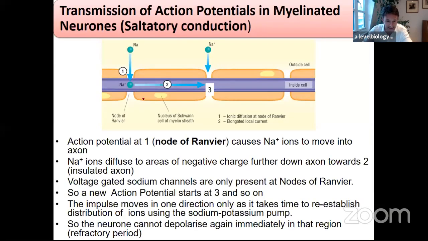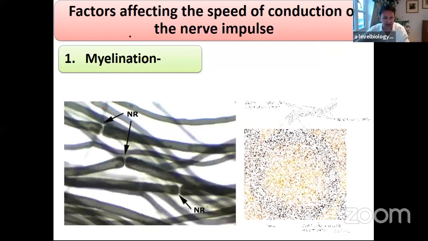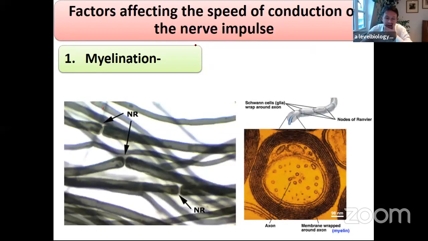Okay, I hope that made vague sense. So saltatory conduction, and I've talked through it enough there, so I'll carry on. Factors increasing the speed of conduction down a nerve impulse. The biggest factor that's going to increase it in you is myelination.